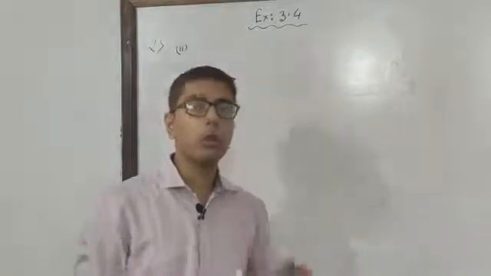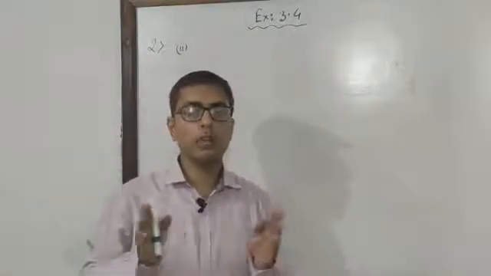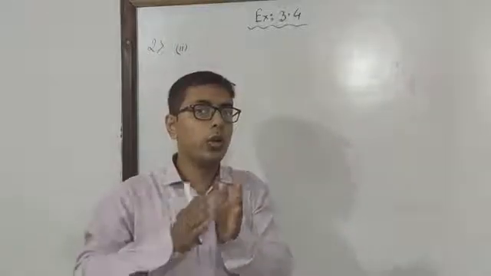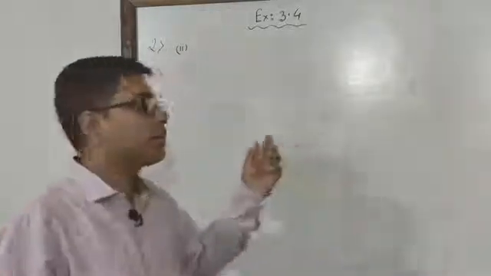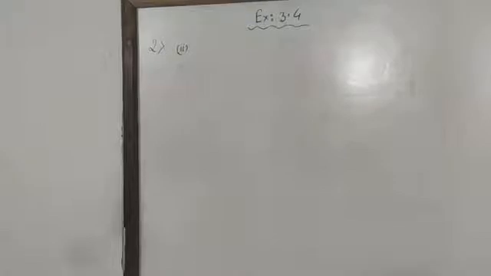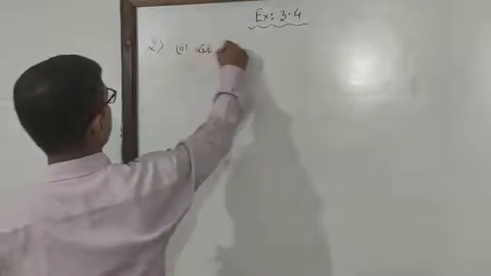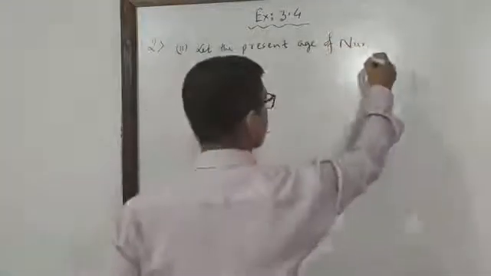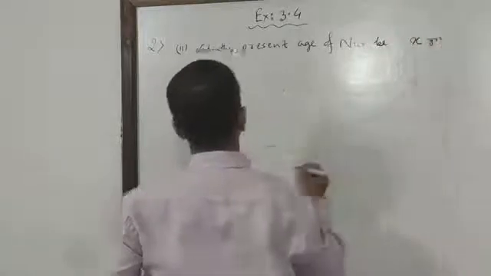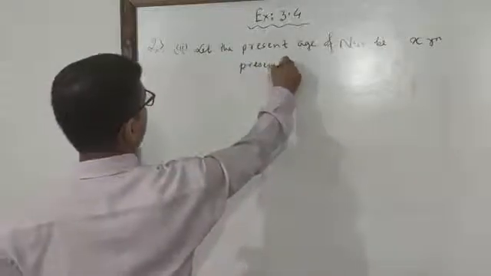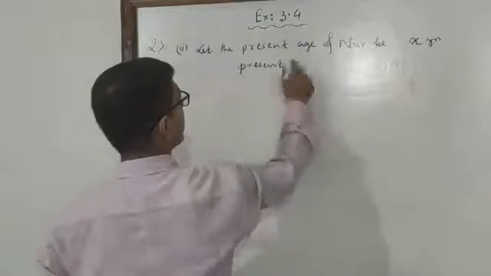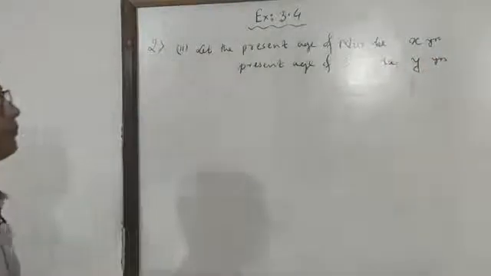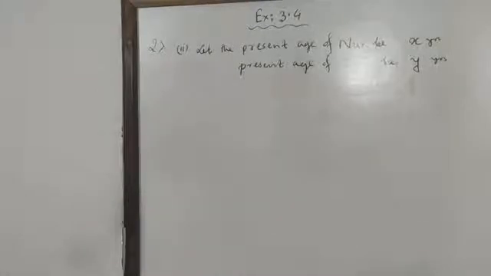Here the variables, the unknown quantities, are the age of Noor and the age of Sonu. We don't know the ages of both persons. Unknown quantities are taken as the variables. Let the present age of Noor be X years. Present age of Sonu be Y years. We have considered the present age of Noor as X and the present age of Sonu as Y.